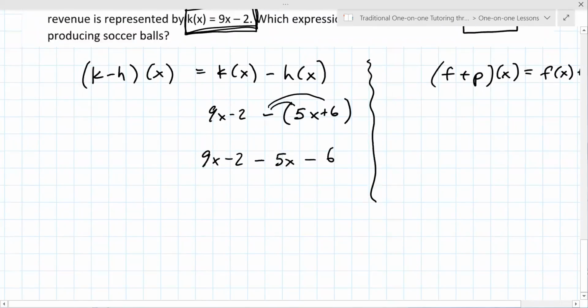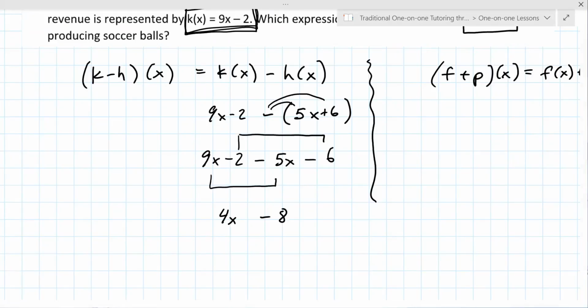Is it clear how I got those values from the previous line? So now you combine like terms, 9x minus 5x, which is 4x. And then you got minus 2 minus 6, which is minus 8. There you go. And then you just have to match it up with the right answer there. So looks like letter C is correct.